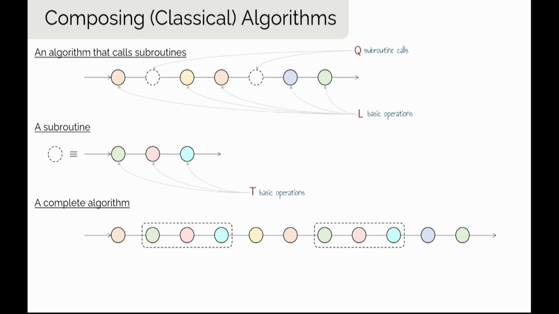In particular, if your main algorithm has L basic operations and Q subroutine calls, where Q stands for query to the subroutine, not quantum, we're not doing anything quantum yet, and your subroutine has T basic operations, then it's very easy to see that the complexity of the full program will be Q times T plus L. This is for the simple case of deterministic algorithms, but we're working towards quantum algorithms, and the more natural analog and fairer comparison is with classical randomized algorithms.